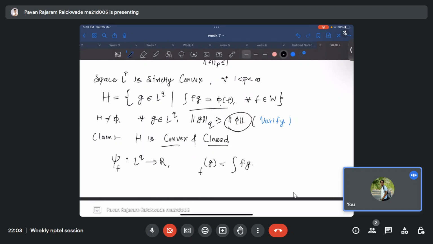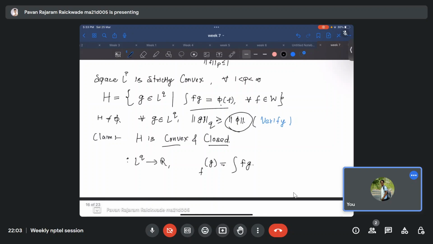Psi may be some different function, or maybe this sigma g. Why not? G sigma f. So what is this set H?